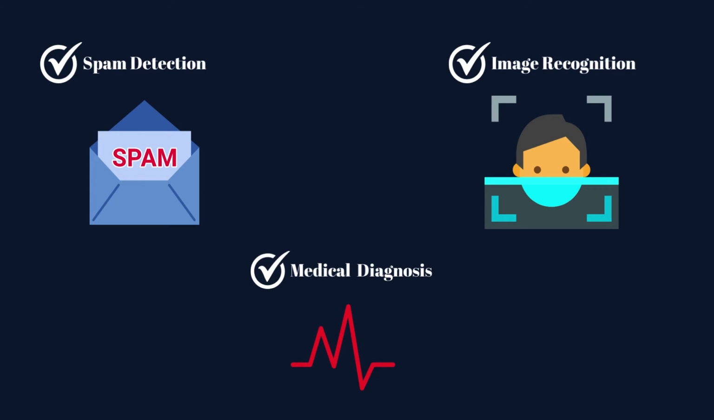For the start, let's take the email spam filtering, which we talked about in this video. The classification algorithms are trained to identify the difference between spam and non-spam emails. In image recognition systems, the classification algorithms are trained to identify objects and images. Medical diagnosis usage. Medical professionals use classification algorithms to help diagnose patients based on symptoms, test results, and other medical data.